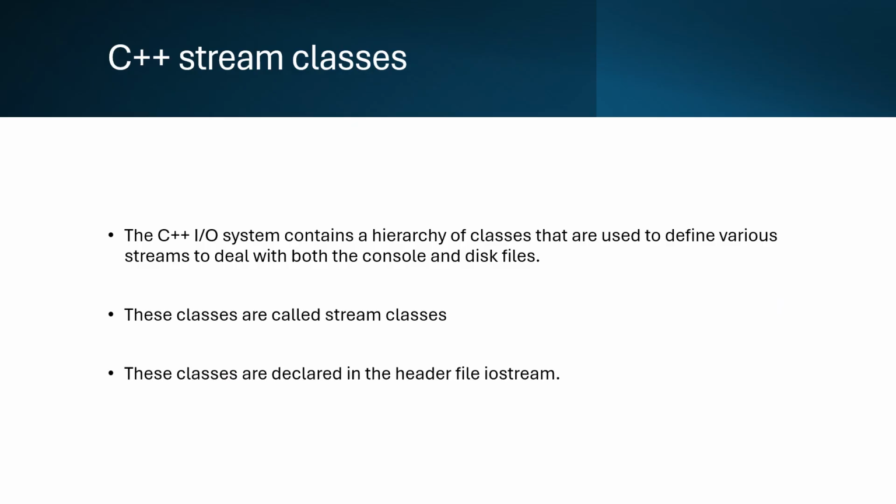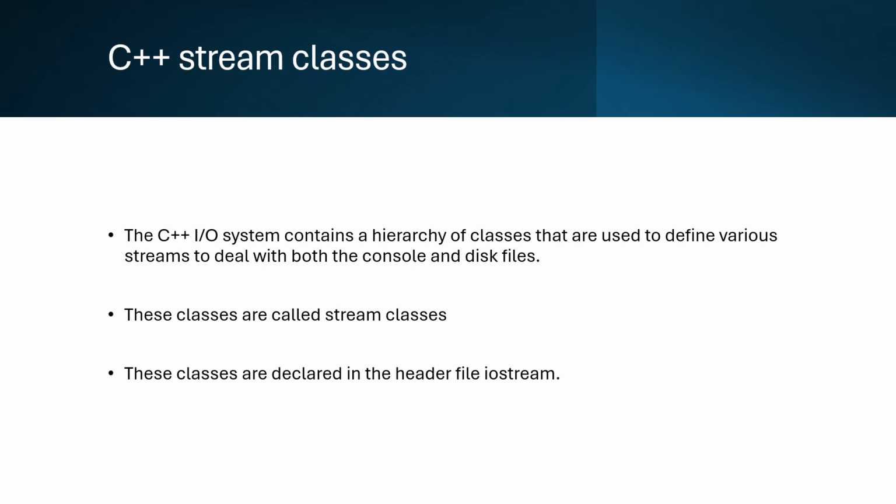output stream. C++ stream classes. The C++ I/O system contains a hierarchy of classes that are used to define various streams to deal with both console and disk files. So what are they doing in stream classes? There will be a hierarchy. What is the meaning of hierarchy? There will be a base class, and from the base class, many classes are inherited.